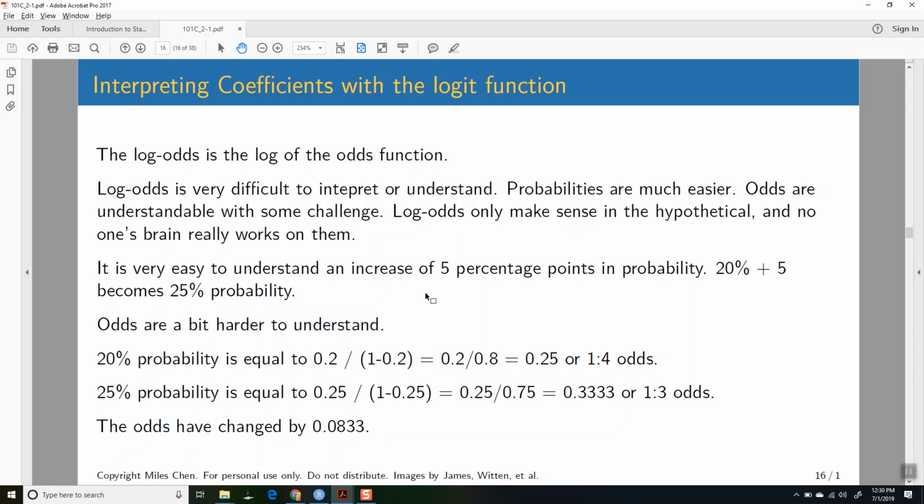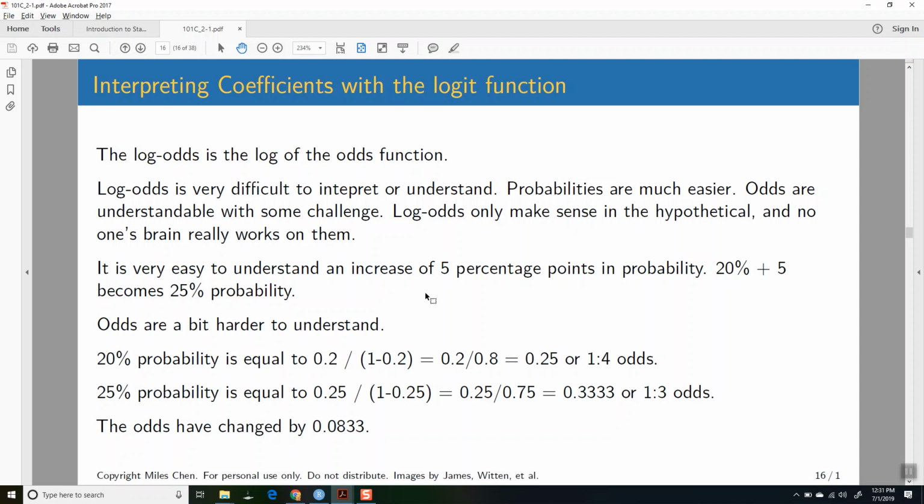We can understand them theoretically. Okay, you take the log of the odds function, and that makes sense on a theoretical level, but practically speaking, I don't think our brains are made to understand this. If we're talking about probabilities, we can talk about an increase of 5 percentage points. Something has a probability of 20% of happening, and then maybe we do something and increase the probability by adding 5 points to it, and now it has a 25% probability.